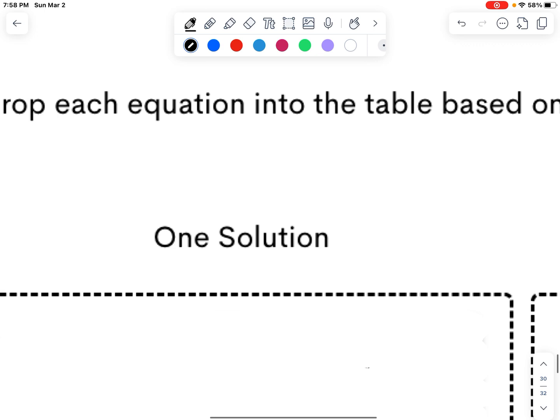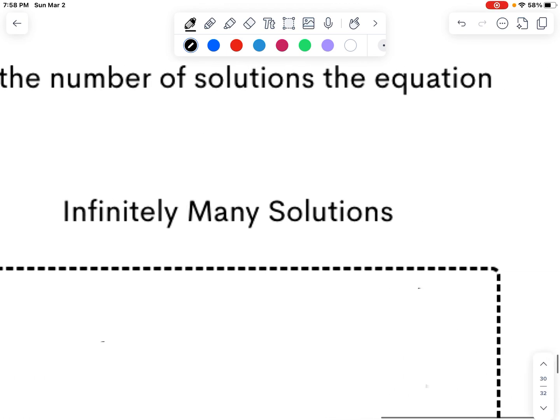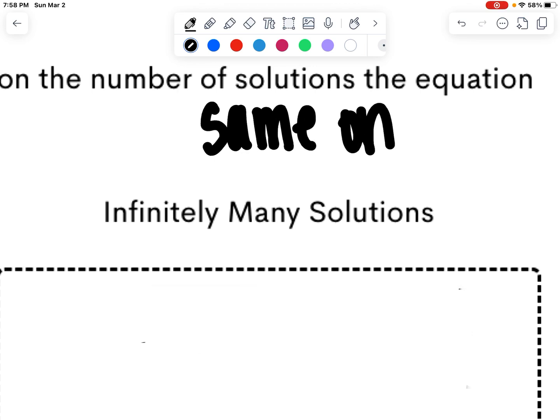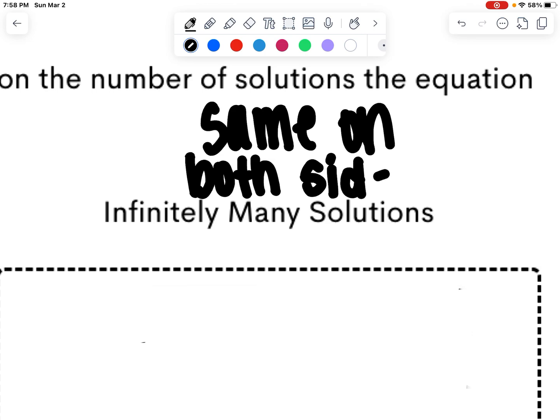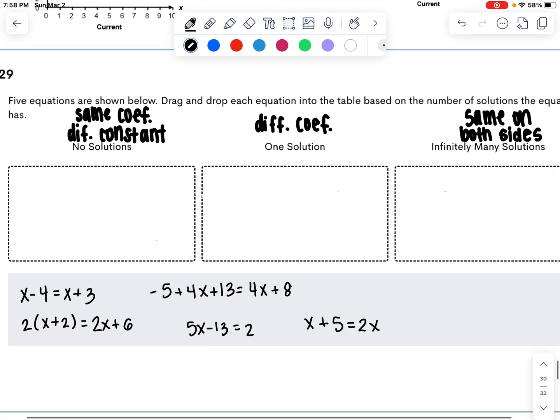For one solution, we have different coefficient and our constant does not matter. For infinite, we have same and same. We have same on both sides. So let's take a look at these that we have.